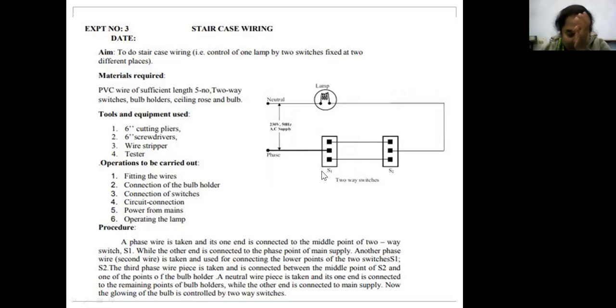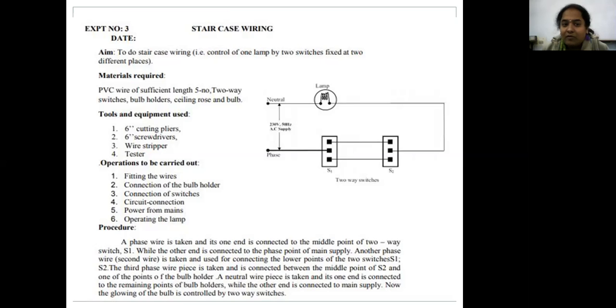You can see this connection basically in bedrooms, or in hotel rooms mostly, where you can operate both your fan and bulb from the bed, and also near the main door, near the door of the bedroom. So here two switches are given connection, where these two switches can operate one bulb or one fan at a time. To do staircase connection: wiring, control of one lamp by two switches fixed at two different places.